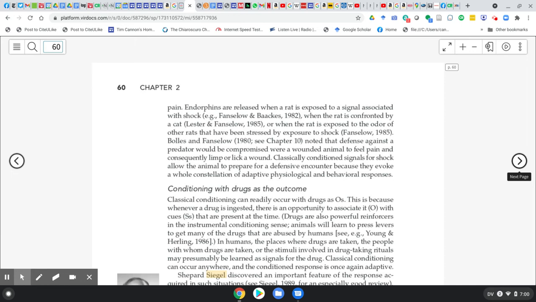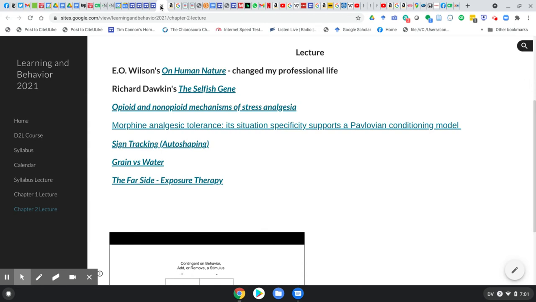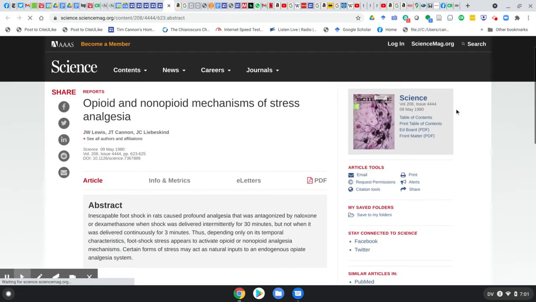Fanslow had a beautiful theory about all this, and I tried to come up with a theory of all this in my doctoral dissertation. No surprise, Fanslow did a better job. But just to show that I used to do stuff. So here's opioid, which means natural, what you make, and non-opioid, which means it's natural and you make it, but we don't know what the heck it is. Stress analgesia, and like Fanslow, we use electric shock, although we didn't do classical conditioning and learning. So this is just an abstract, which I'm not going to test you on.